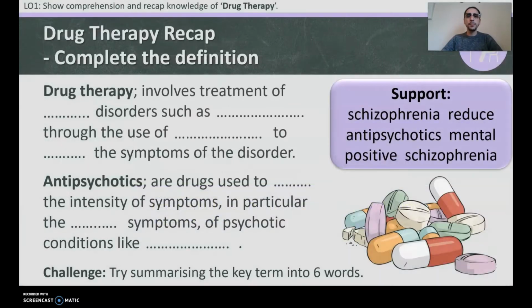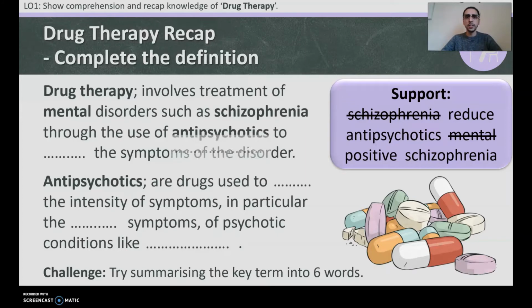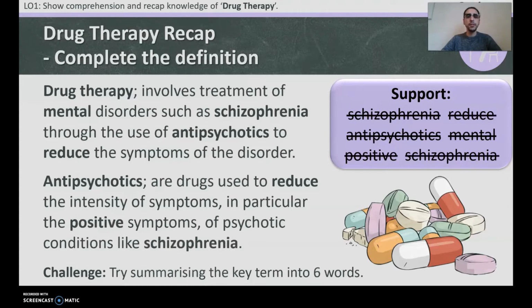Drug therapy recap. So, got some definitions here. Drug therapy and antipsychotics. Drug therapy involves treatment of mental disorders, I'm doing it myself, such as schizophrenia, through the use of antipsychotics to reduce the symptoms of the disorder. Antipsychotics are drugs used to reduce the intensity of symptoms, in particular the positive symptoms of psychotic conditions like schizophrenia. There we go, lovely, did it.